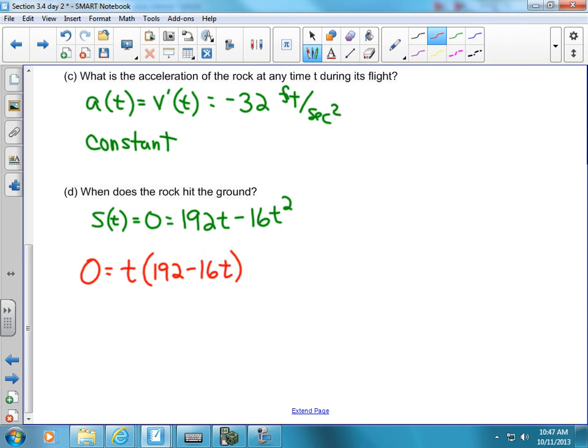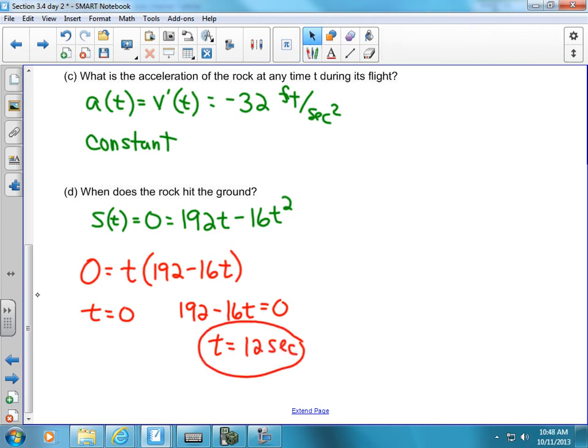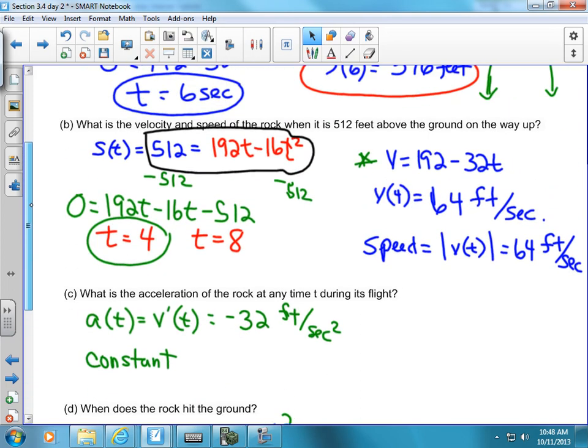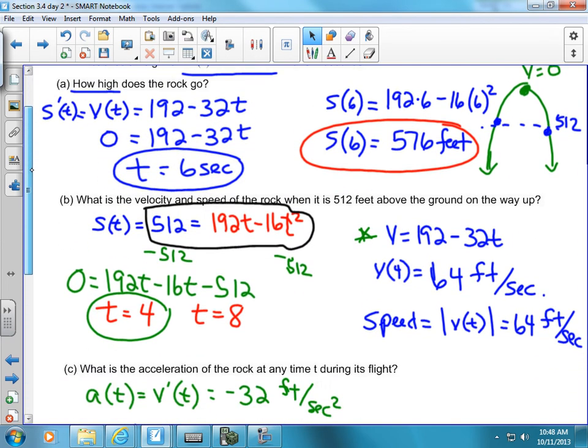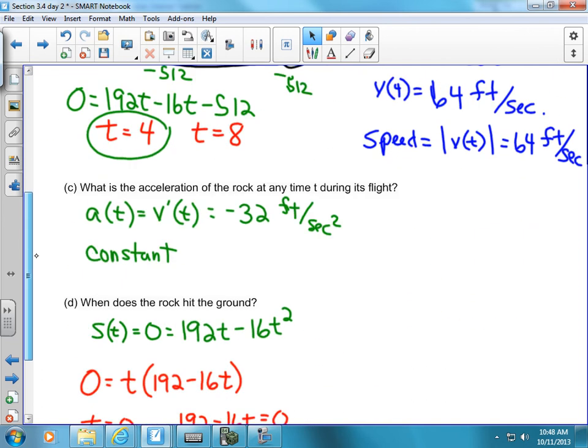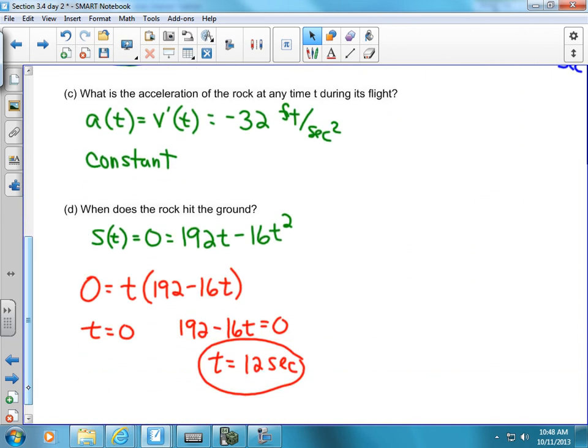And you factor out a t and you get these two factors. t equals 0. That makes sense. It starts on the ground. And then we set 192 minus 16t equals 0. And the time that it hits the ground and is at 0 position is 12 seconds. Okay? This is a very important problem. Please study this. There's another example in your book. Please read this section of your book and make sure you understand how to do this.